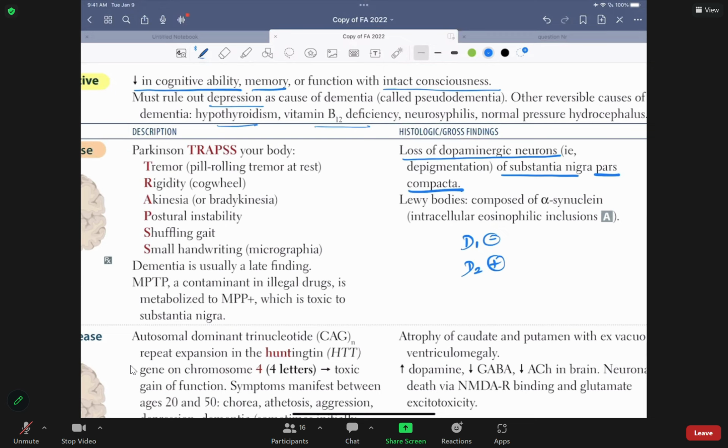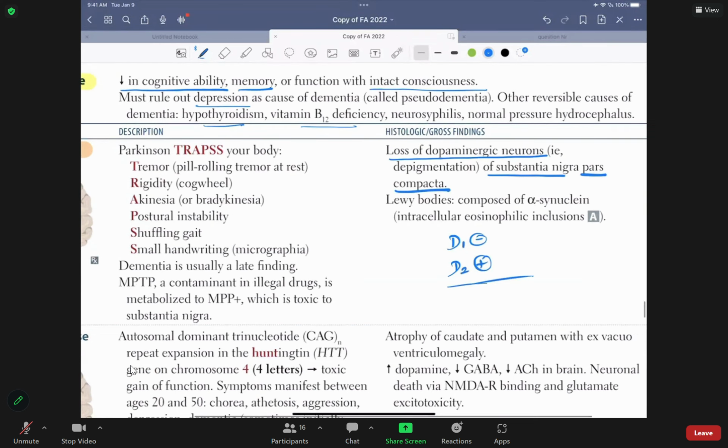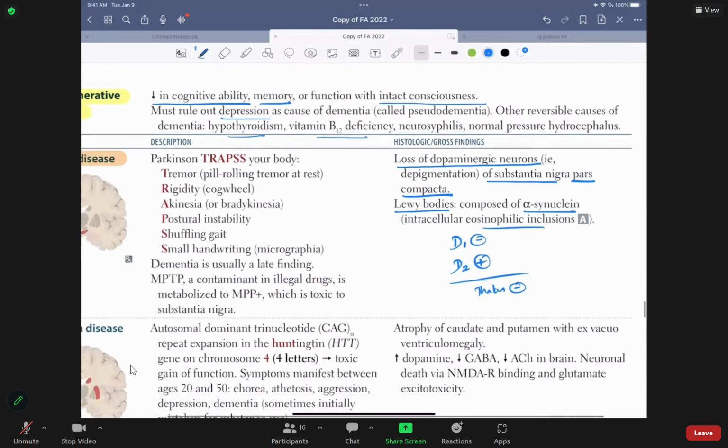People with Parkinson's, that's a finding. What happened to the thalamus? Activated or inhibited? Inhibited, okay? Inhibited, very important, folks. The thalamus is also inhibited. So that's your Parkinson's disease. Sometimes we find Lewy bodies. These are alpha-synuclein eosinophilic inclusions, folks. Okay, those are findings.